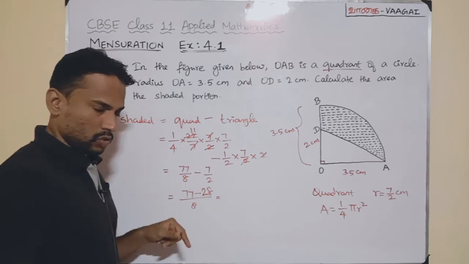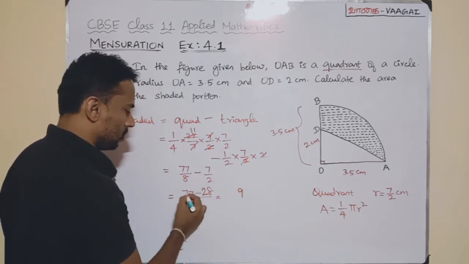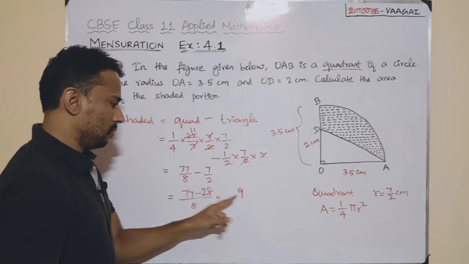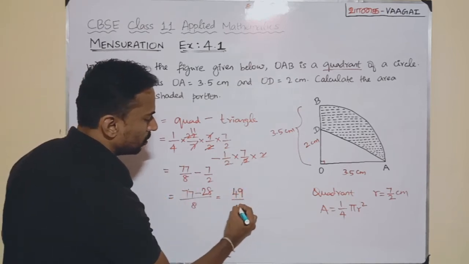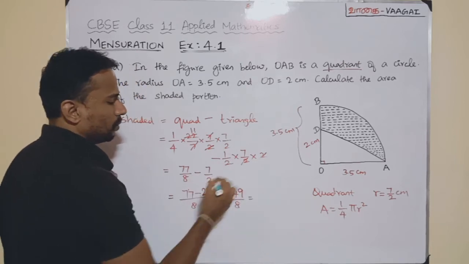So 77 minus 28 will be, first I will have a 9 because I can carry this. 17 minus 8 will be 9. So here I will have only 6. 6 minus 2 will be 4. So 49 by 8 will be the answer. Now 49 by 8 will be what?